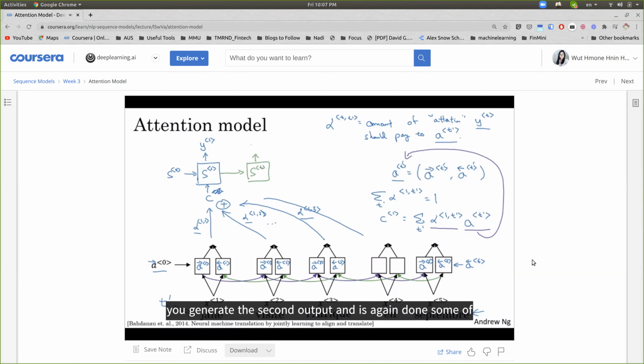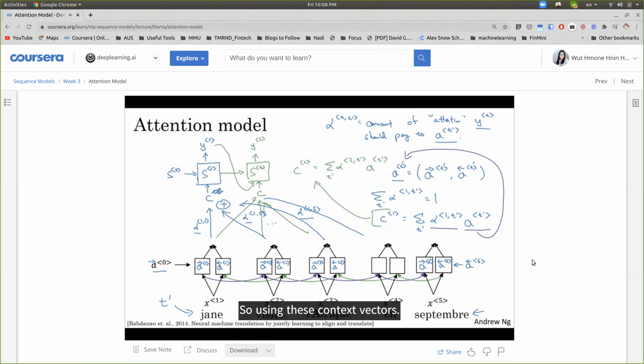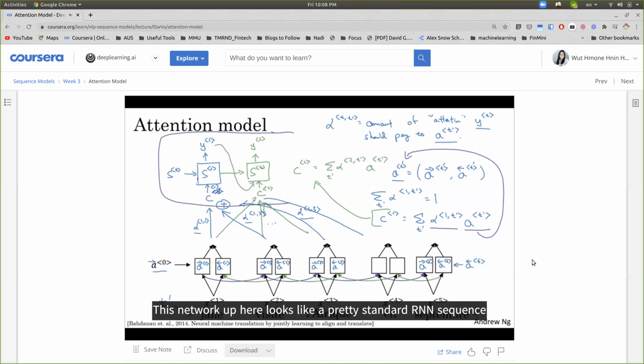So that's one step of generating the output, and then at the next time step, you generate the second output, and it's again done similarly, where now you have a new set of attention weights, they define a new weighted sum that generates a new context, this is also input, and that allows you to generate the second word. Only now, this weighted sum becomes the context of the second time step, sum over t prime alpha 2,t prime a t prime. So using these context vectors, C1, C2, and so on, this network up here looks like a pretty standard RNN sequence with the context vectors as input, and we can just generate the translation one word at a time.